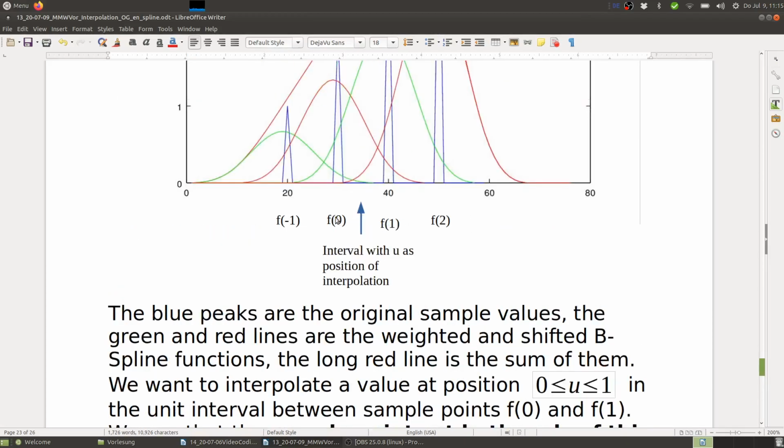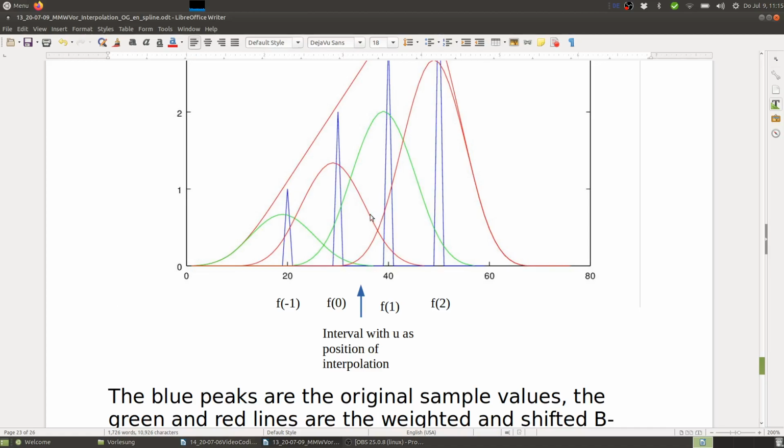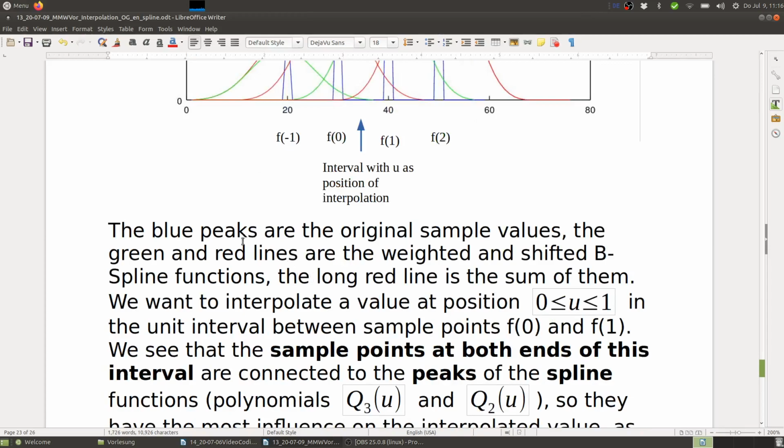And then here, look at just this one interval between 0 and 1, and you can see here we have 1, 2, 3, 4 polynomials in this interval. So each point within this interval is the weighted sum of those 4 polynomials, Q1 to Q4. So this is what I just said. The blue peaks are the original sample values. The green and red lines are the weighted and shifted B-spline functions. The long red line is the sum of them.